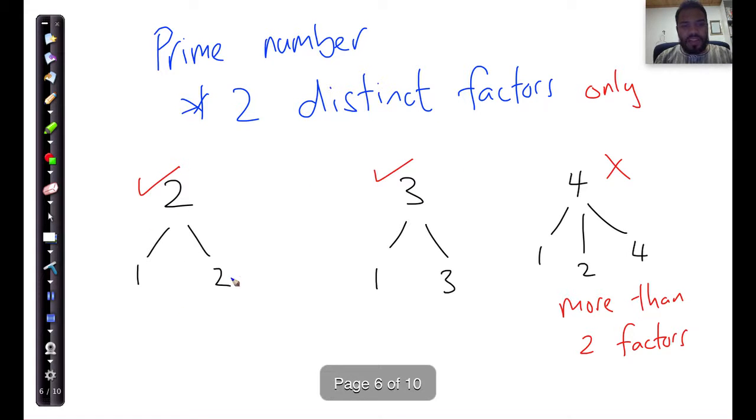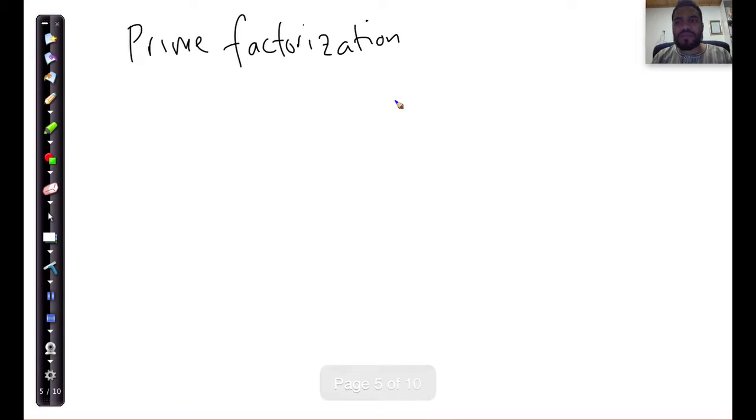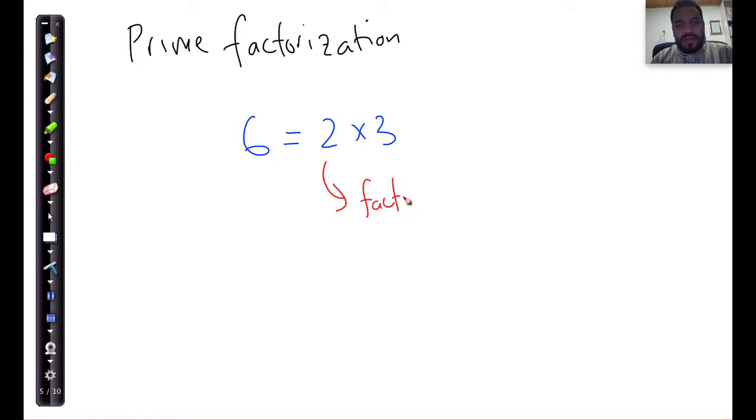Okay, so the number 2, for example, this is a prime number, because it only has factors 1 and 2. 3 is a prime number, right? And the number 4 is what we call a composite number. Okay. And so what we really want to do is we want to factorize something. When we factorize something, we say it's equal to something multiplied by something. So for example, if I write the number 6 as a product of 2 and 3, then I say that 2 is a factor of 6 and 3 is another factor of 6.